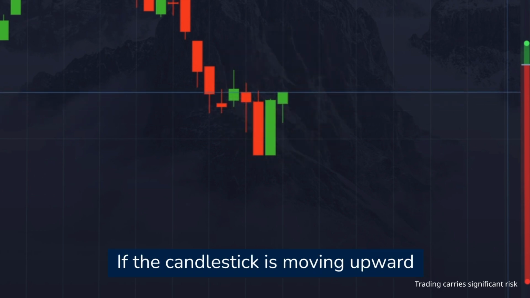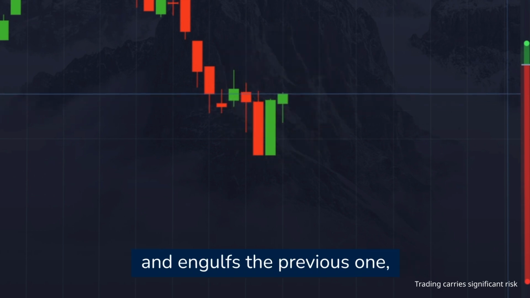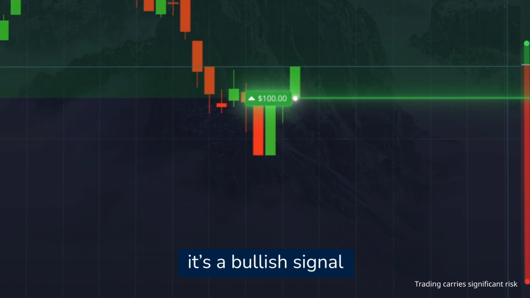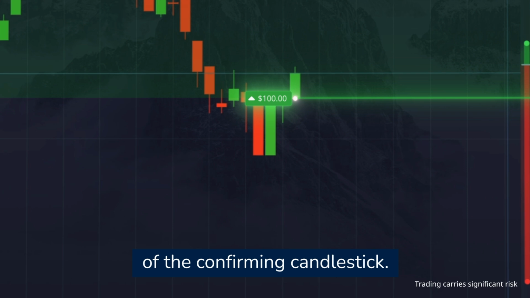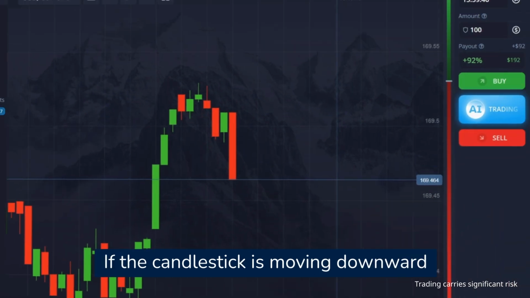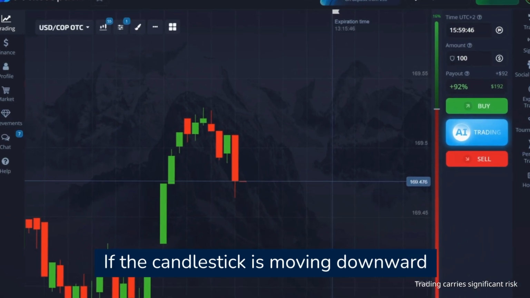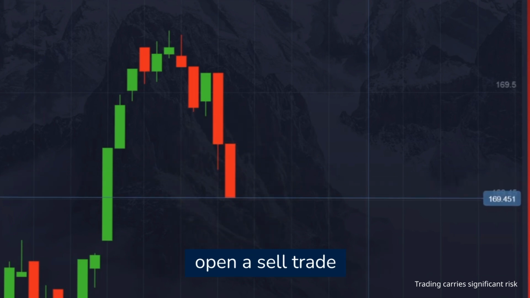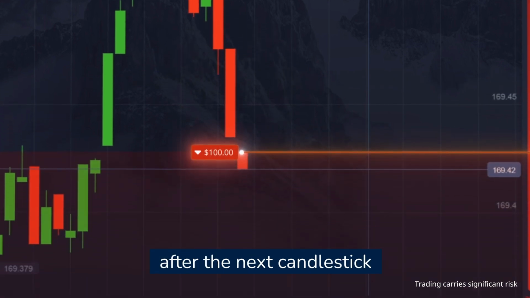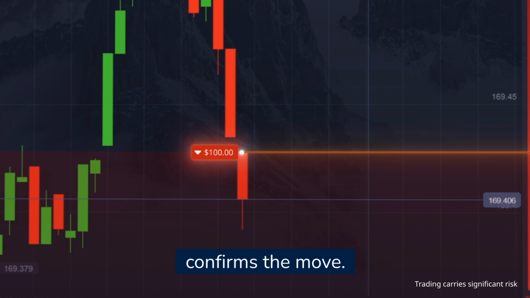If the candlestick is moving upward and engulfs the previous one, it's a bullish signal. Open a buy trade after the closing of the confirming candlestick. If the candlestick is moving downward and engulfs the previous one, it's a bearish signal. Open a sell trade after the next candlestick confirms the move.